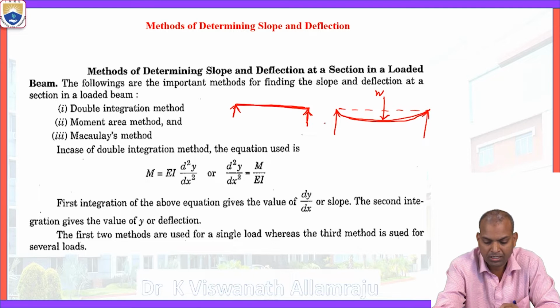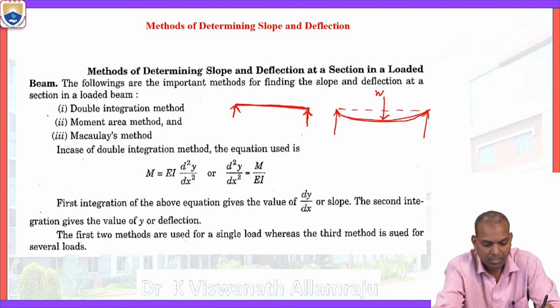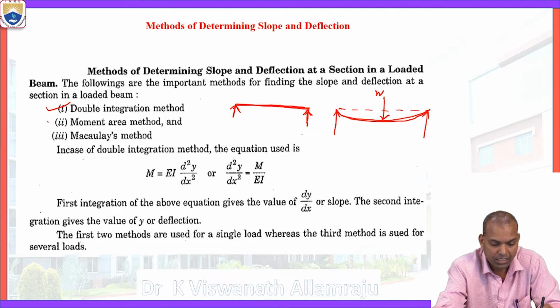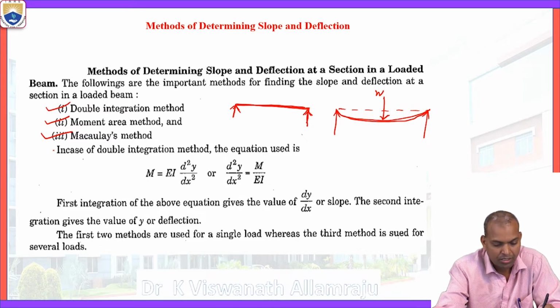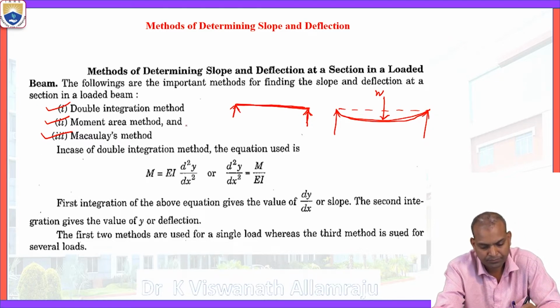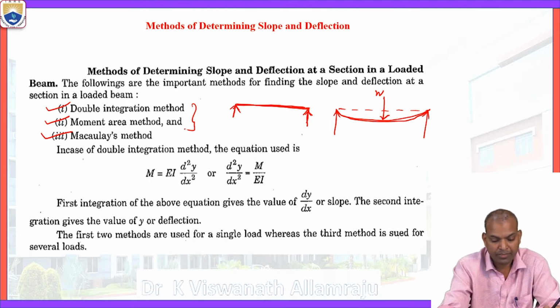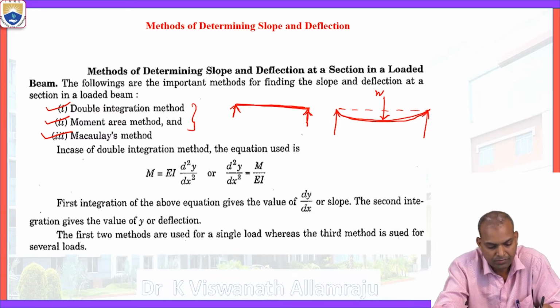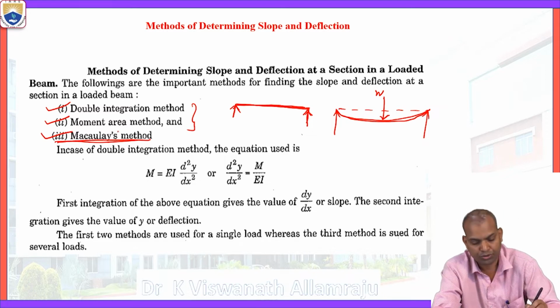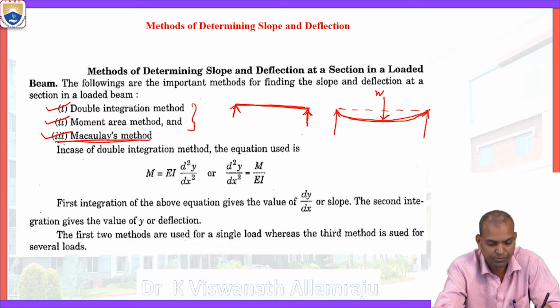Those deflections can be calculated by using the double integration method. The second one is the moment area method, and the third is Macaulay's method. These are the 3 important methods to find out the slope and deflection of a beam at a section. The first 2 methods, double integration method and moment area method, are used for single loads, whereas Macaulay's method is a very important method, highly useful for multiple or several loads.